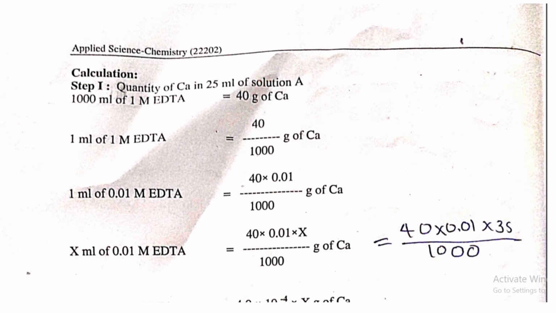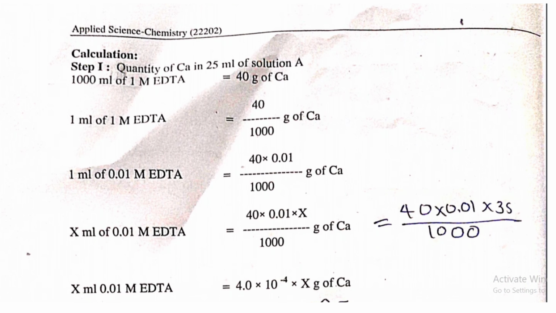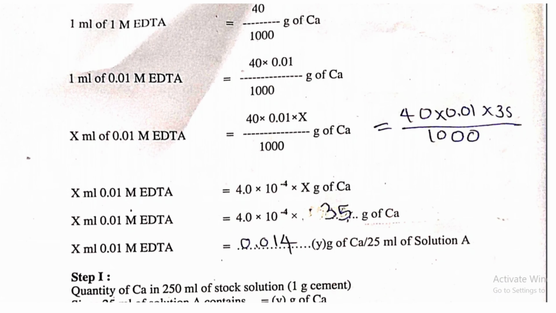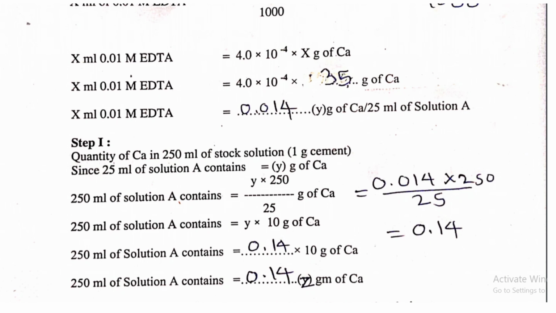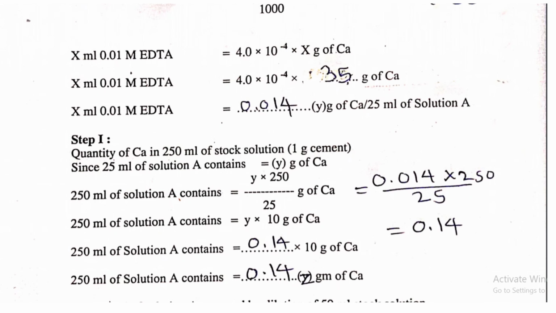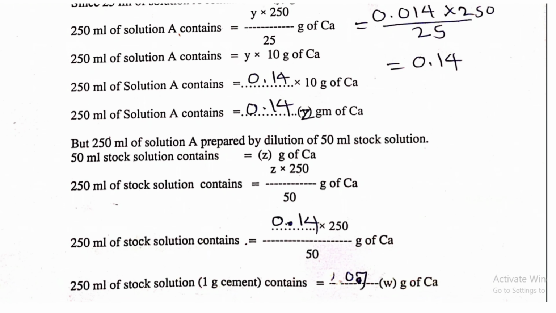Then see the calculation. 1000 ml of 1 molar EDTA is equal to 40 gram of calcium. Therefore, 1 ml of 0.01 molar EDTA is equal to 40 into 0.01 into x upon 1000. X is 35. Therefore, x ml of 0.01 molar EDTA is equal to 0.014 gram of calcium per 25 ml of solution. This is for 25 ml. Therefore, for 250 ml solution, it is 0.14. This is Z.